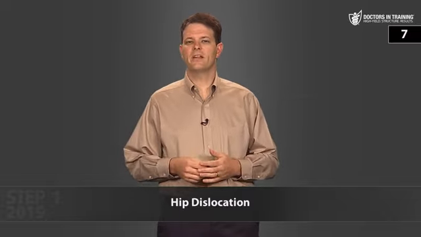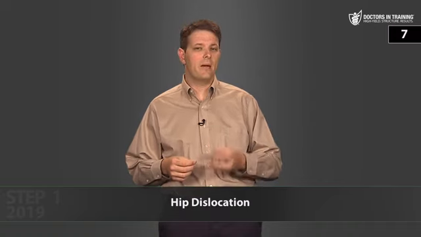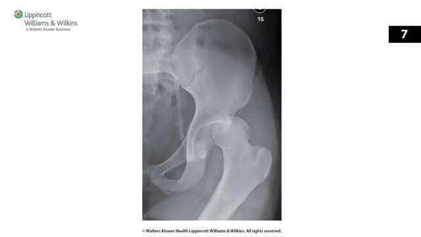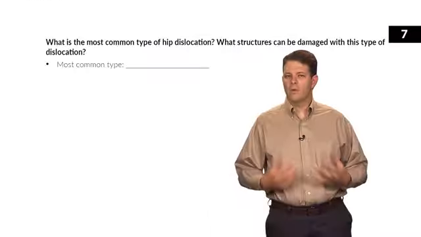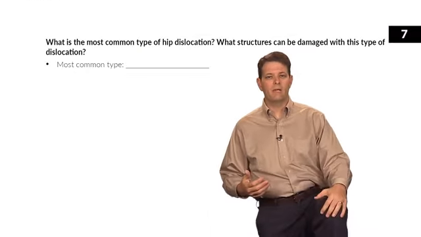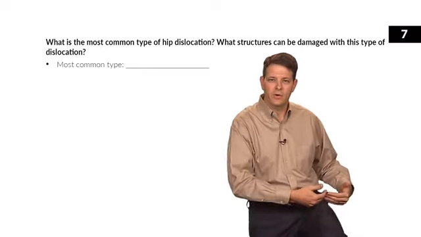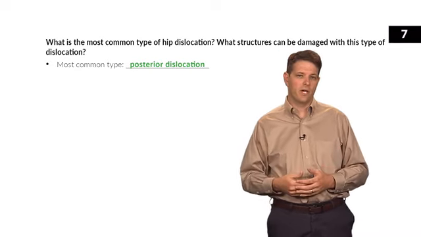So the question in the study guide says, what is the most common type of hip dislocation and what structures can be damaged with this type of dislocation? By far the most common type of hip dislocation is a posterior dislocation, where the femoral head slips out of the acetabulum posteriorly. About 90% of hip dislocations are posterior dislocations. One of the classic injuries where this can happen is a motor vehicle accident where the knee strikes the dashboard with the thigh slightly abducted, and that drives the femoral head posteriorly, so you get a posterior hip dislocation.